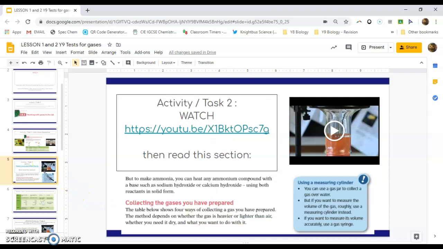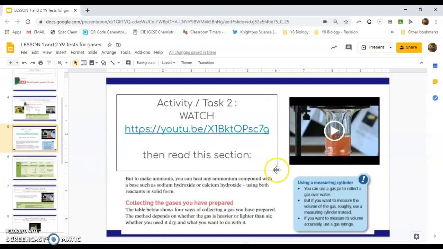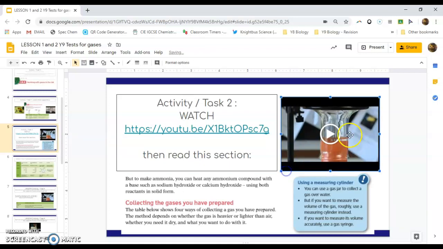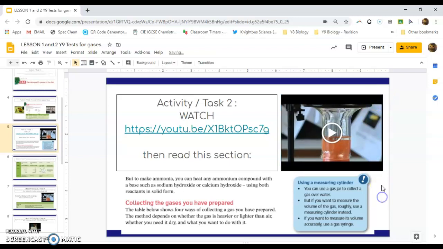So the second slide talks to you about task 2. What I'd like you to do is watch this lovely video from the Royal Society of Chemistry. This video talks to you about a reaction called the ammonia fountain reaction. It's a very lovely reaction. The first part of the video talks about how ammonia is synthesized. So watch that very carefully and look out for how the ammonia is tested using damp indicator paper and damp universal indicator paper.